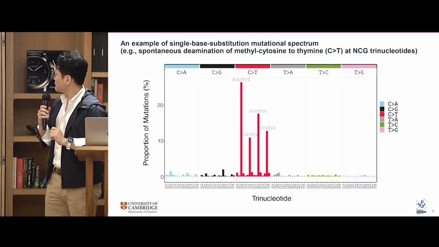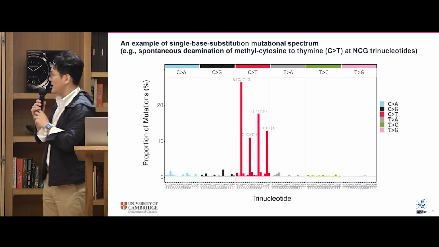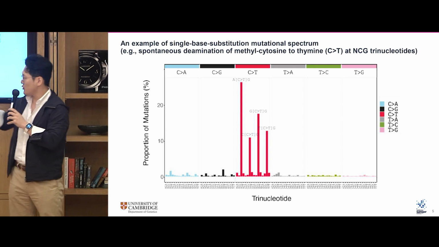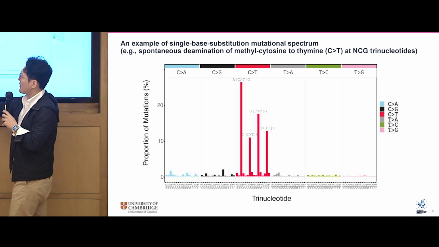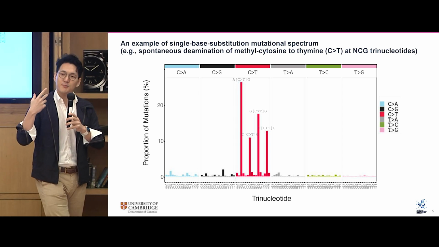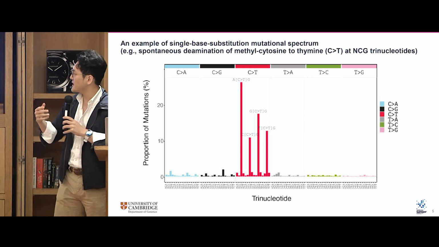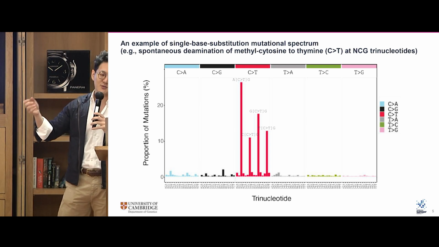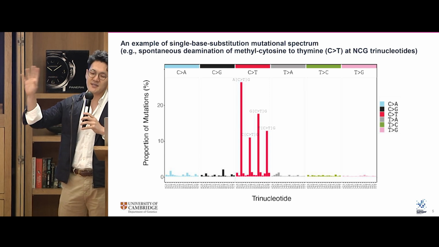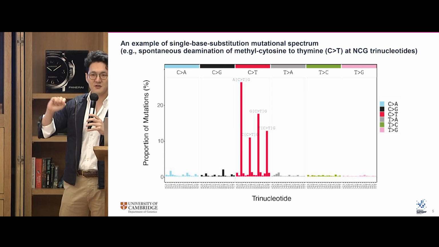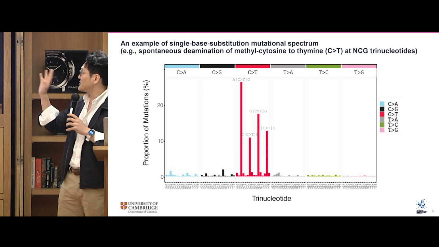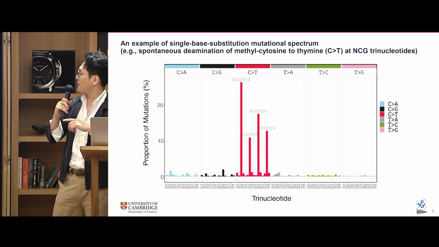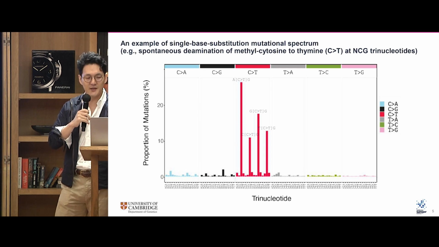And if you have read any of the cancer genomics literature, you might have seen a mutational spectrum plot like this. Typically we have the trinucleotide context on the x-axis, and on the y-axis the proportion of mutations this particular mutational process might produce. And here we have an example of a mutational process we call SBS1, and that typically is a representation of the spontaneous deamination of methylcytosine to thymine at NCG trinucleotides. And the peaks there are all from the deamination of methylcytosine to thymine.